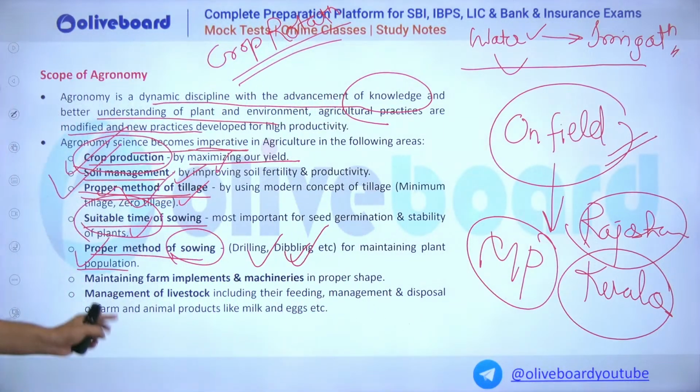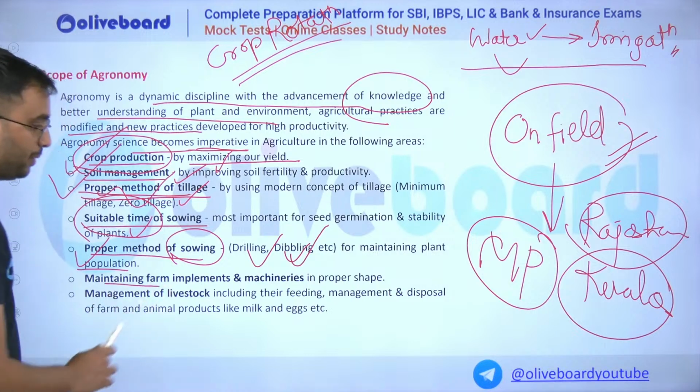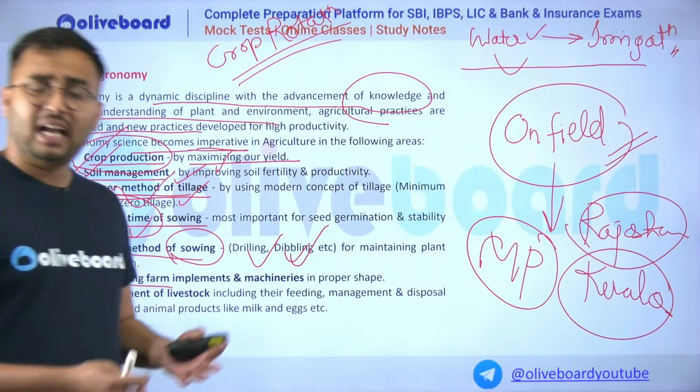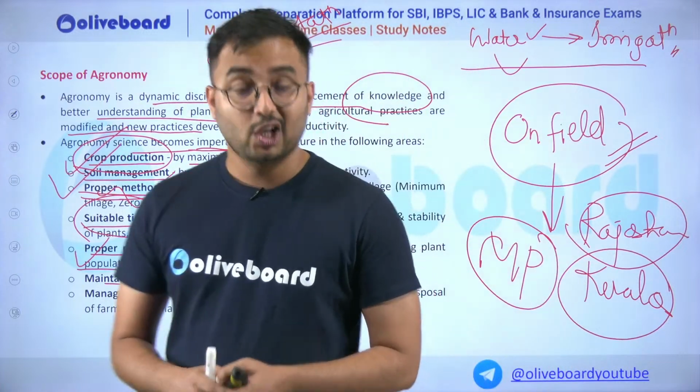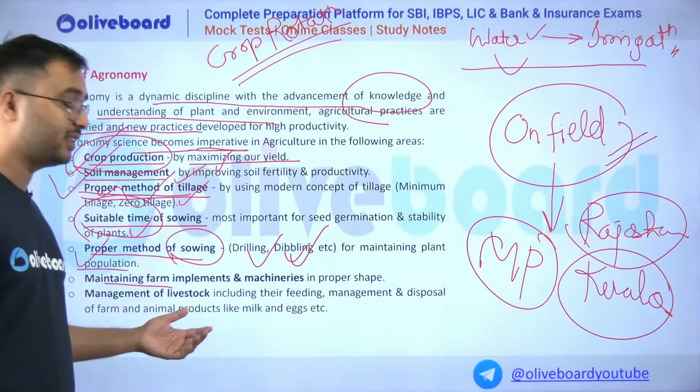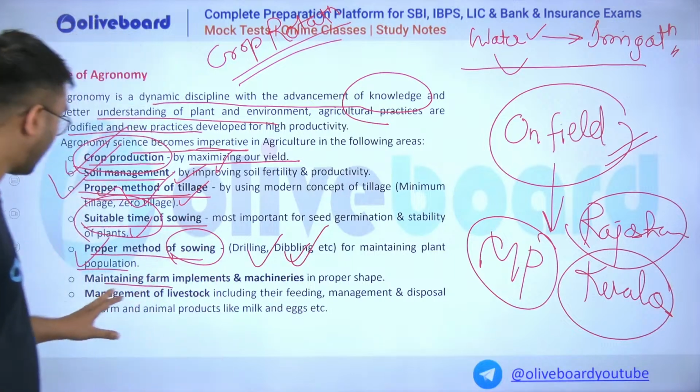Okay, no worries. The next point which we are looking at is maintaining the farm implements and machineries in proper stage. As technology has advanced in such a way, we are using machineries, we are using technologies so as to improve our agricultural practices and to make them fast. So this also agronomy looks into.